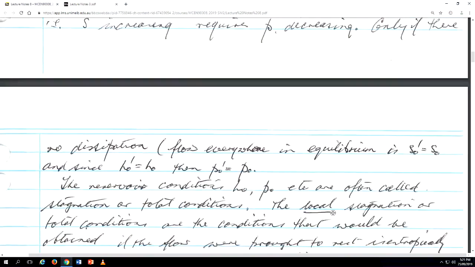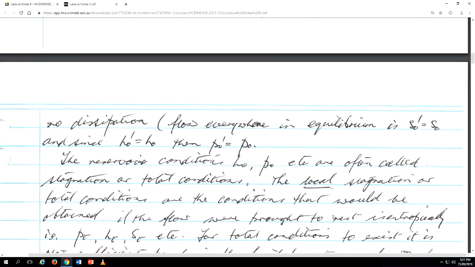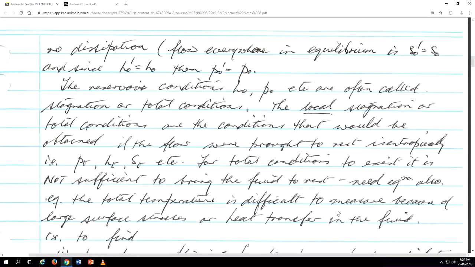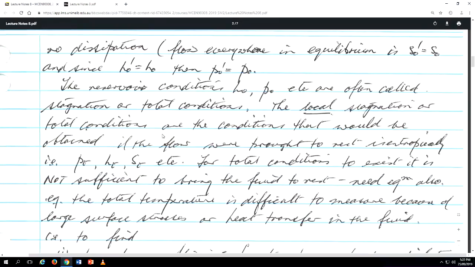And then I say here that the reservoir conditions, H naught and P naught, etc., are often called stagnation or total conditions. And the local stagnation or total condition is the condition that would be obtained if the flow were brought to rest locally, isentropically. So this is a very important idea. And those local total conditions are called PT, HT, and ST.